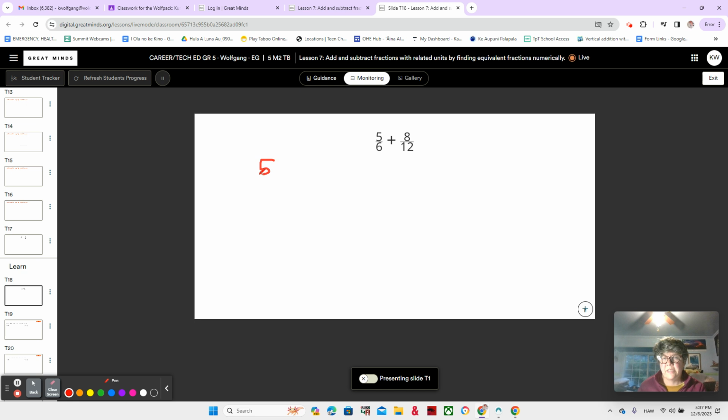So 5/6, we can change it to 12ths by multiplying, right? Straight across, 5 times 2 is 10, 6 times 2 is 12. Then we have 10/12ths. And we can add that to our 8/12ths, and that gives us 18/12ths. All right, pretty nice, yeah?